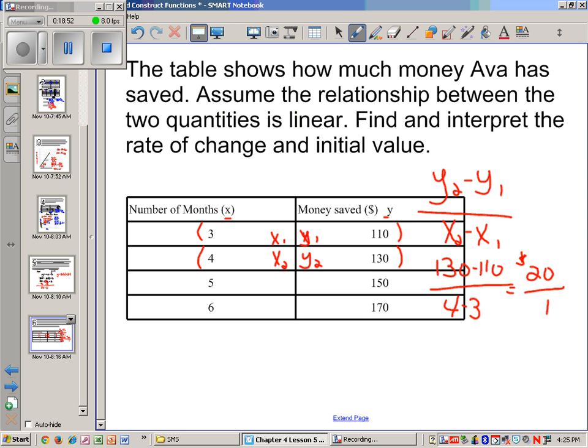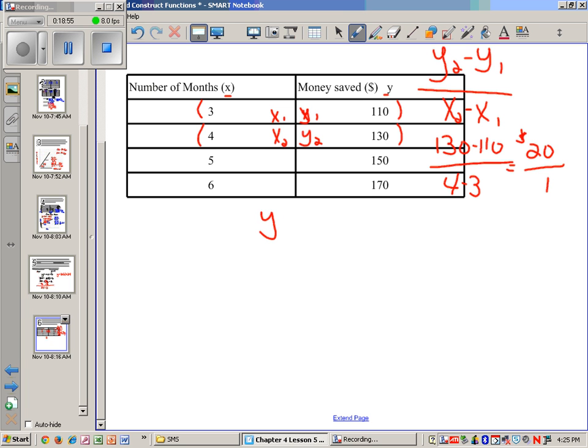So we have our formula again, y equals mx plus b. We're going to fill in our change, which is our m, is 20. Now we're trying to find our initial value. Once again, we don't know what our initial value or our y-intercept is. It's plus b. So now we have to find that. In order to determine that, we just have to pick an x and a y from our table and plug those into our equation and solve for b. So let's just pick our first ordered pair, which is our 3 months and $110. So our 110 is our y, and our x value is 3.